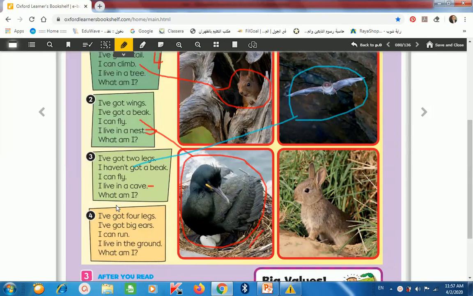The last one is so easy now. I've got 4 legs. Of course, you can see the rabbit and the 4 legs. I've got big ears. Of course, you can see the big ears, okay? I can run. Yeah, rabbits can run fast. I live in the ground. Of course, this is the ground where the rabbits live. Who am I? That's easy, rabbit. So this is so easy.